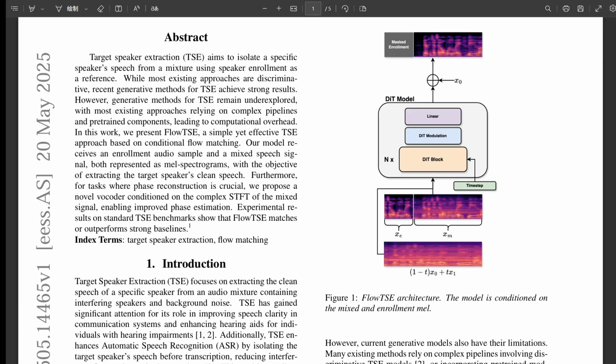Our results demonstrate that FlowTSE achieves performance that matches or outperforms strong baselines while maintaining a simpler and more efficient pipeline. Performance plus simplicity. What about understanding the words? The intelligibility, WER. Right, crucial point.